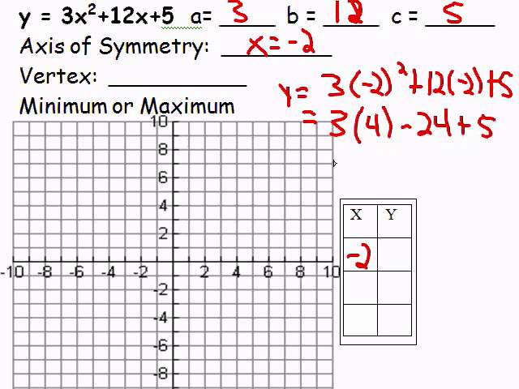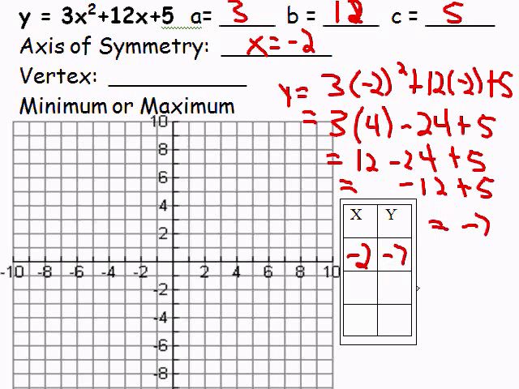plus 5. 3 times 4 is 12, so we get 12 minus 24 plus 5. And we add and subtract from left to right. So 12 minus 24 is negative 12, plus 5, which in the end gives us negative 7. So our vertex should be negative 2, negative 7. So I've plotted my vertex, and I'm also going to plot my axis of symmetry. X equals negative 2 is a vertical line that passes up and down through the x value of negative 2.